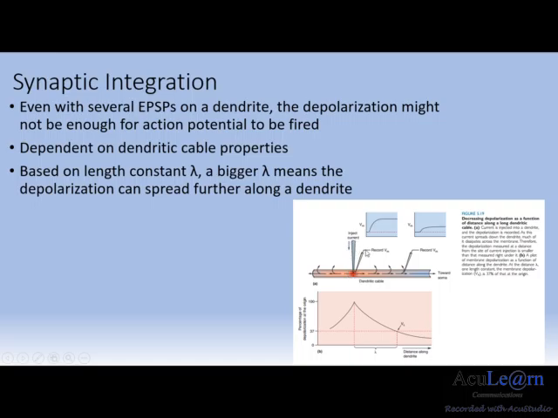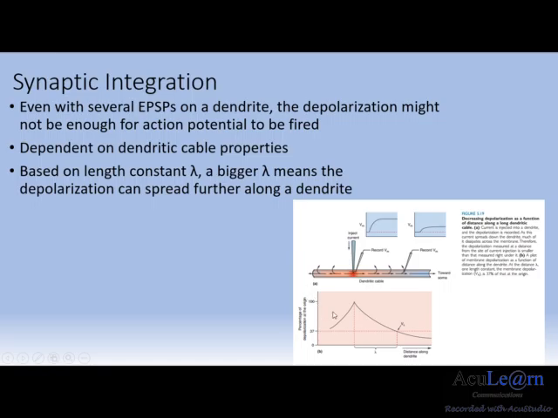This can be seen from the graph shown in the diagram. When the current is first injected in the dendritic cable, the amount of depolarization is at its highest. However, as the current travels along the dendrite, it slowly dissipates across the membrane. This dissipation of the current is highly dependent on dendritic cable properties.